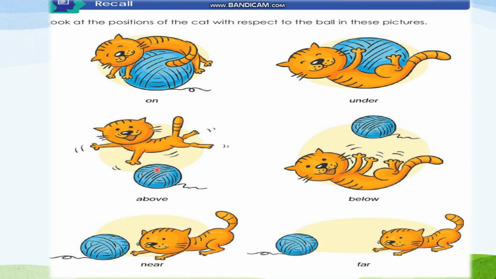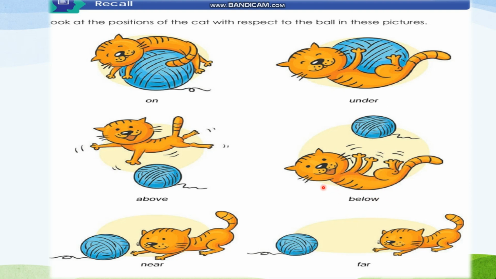Now next is look, the cat is above the ball. Cat is above the ball, not on the ball. The cat is above the ball. Okay. And next, here the cat is below the ball. Cat is below the ball.